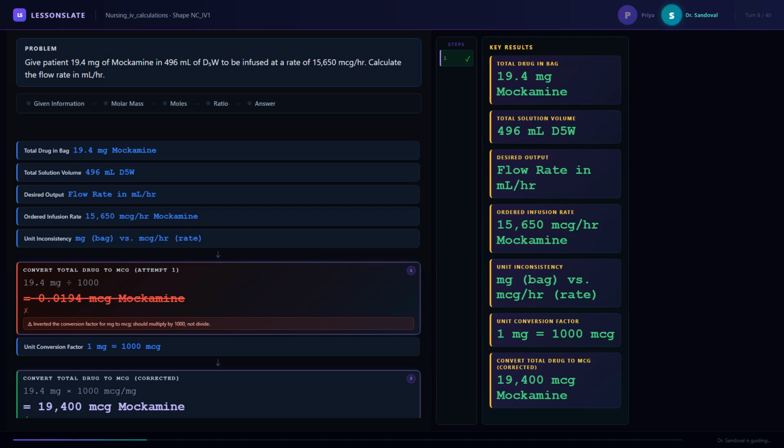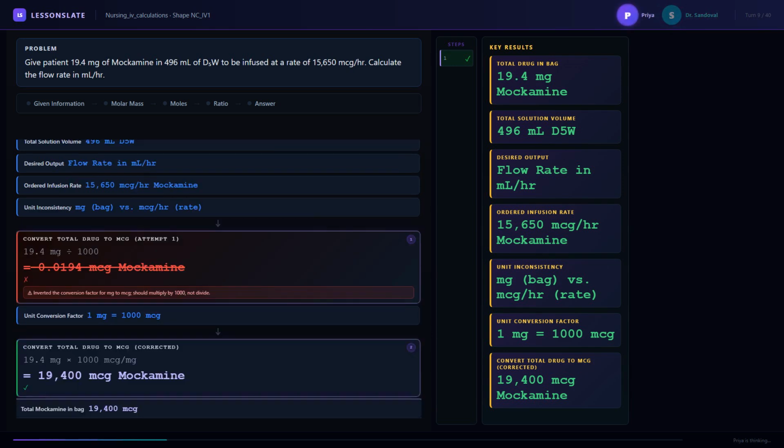Yes, that's absolutely correct, Priya. 19.4 milligrams times 1,000 micrograms per milligram equals 19,400 micrograms. You've successfully converted the total amount of Mockamine in the bag to micrograms. Now all your drug amounts are in the same unit. What would be the next logical step to use this information to help find our flow rate in milliliters per hour?